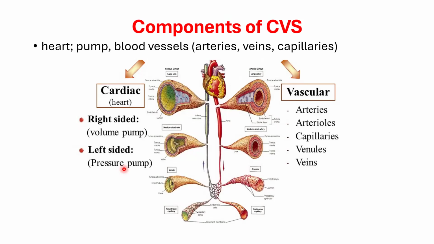So for the components of the cardiovascular system, of course, we have the heart as a pump. Then you have the connection of the blood vessels, that is the arteries, veins, and the capillaries that now transport blood to the various organs, the heart, the muscles, the various viscera, and other things. So in this image, you can appreciate you have the heart as a pump. Then you have the rest of the blood vessels.